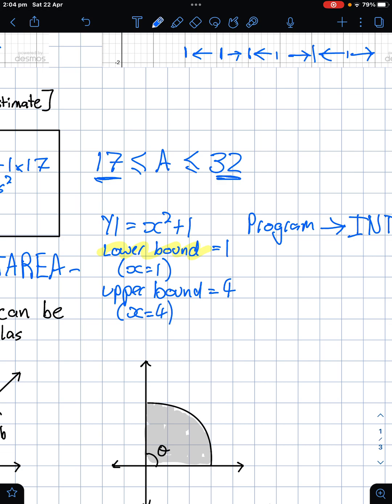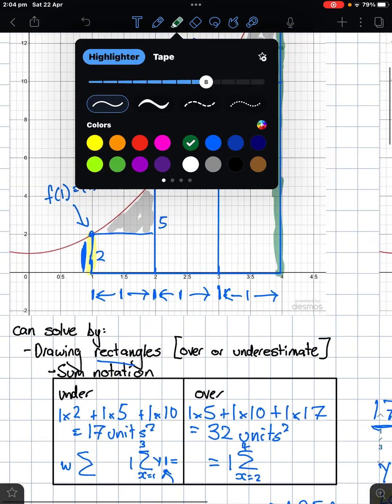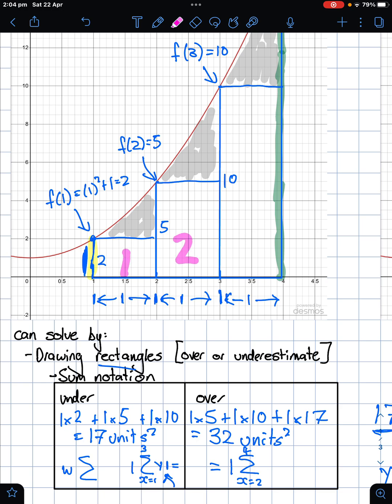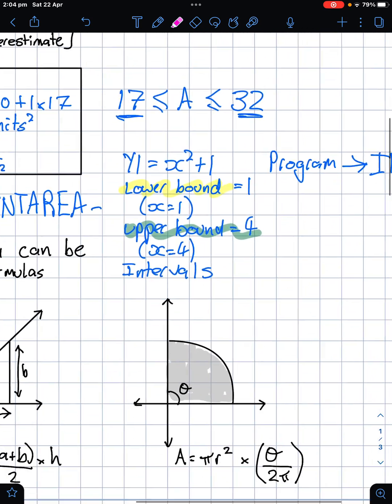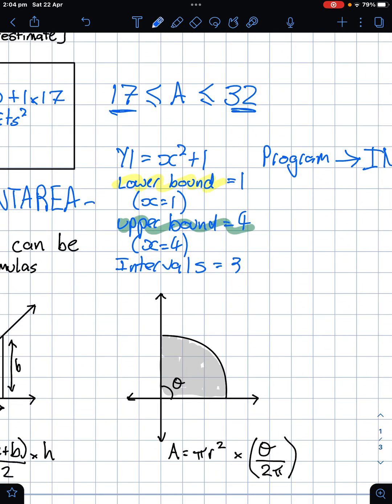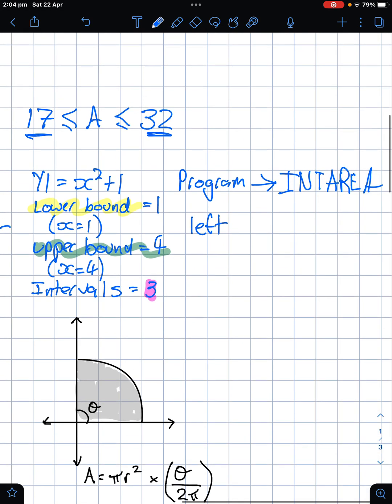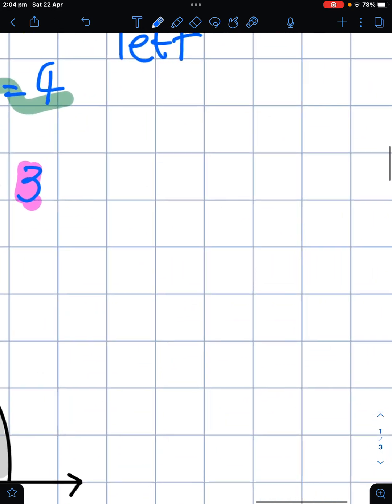Okay, and it then says intervals. As you can see here, I'll just pick this one. We have 1, 2, 3 intervals. So our intervals here equals 3. And so we type 3 in, and then when we execute, it pulls up the graph and it shows us those rectangles. So it says left sum, I'm running out of room here. Let's zoom in a touch.